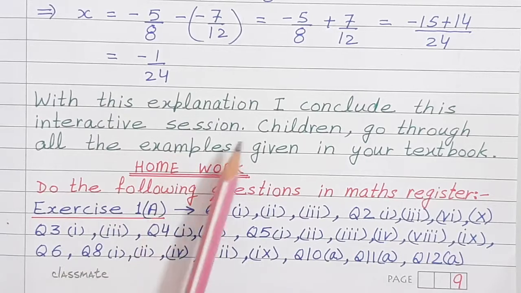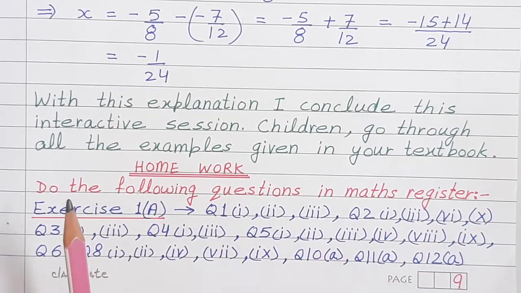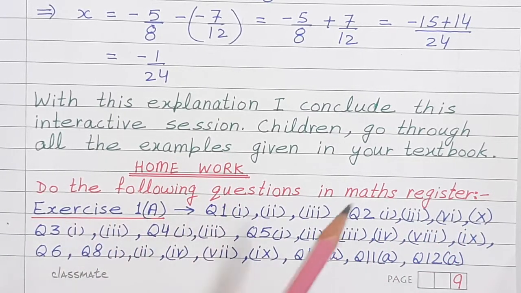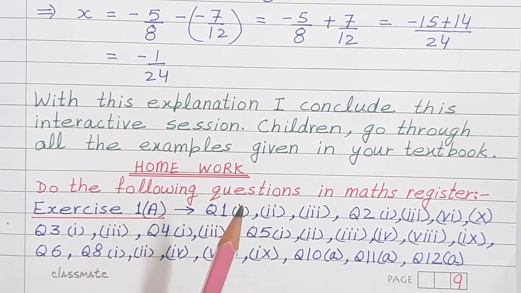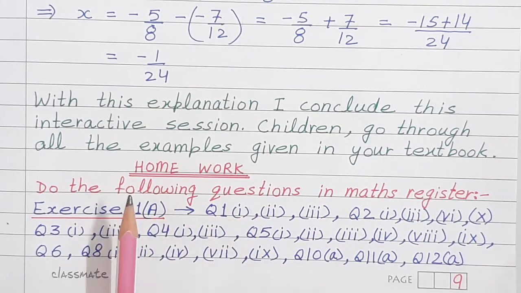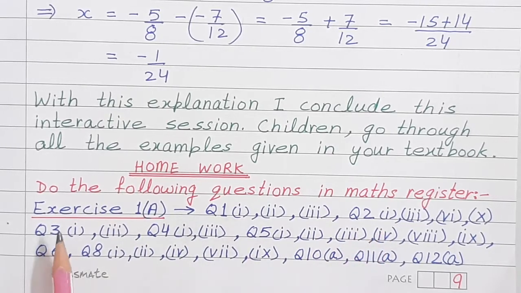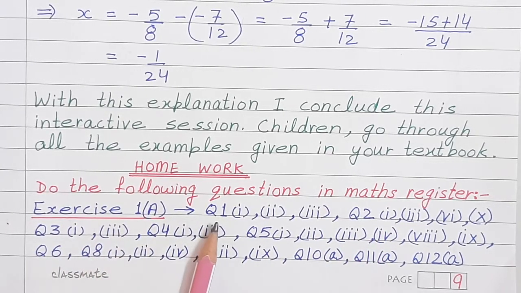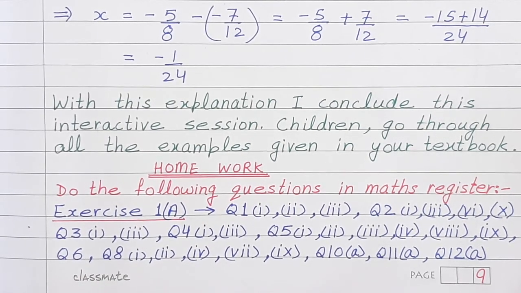Now, with this explanation, I conclude this interactive session. Children, go through all the examples given in your textbook and do the following questions in your Maths Register, that is from exercise 1A. Do all these questions in your Maths Register and the rest of the questions you can practice in your Rough Register. Thank you everyone.